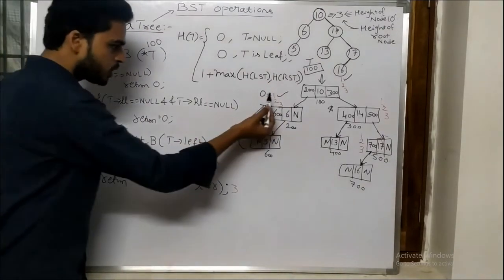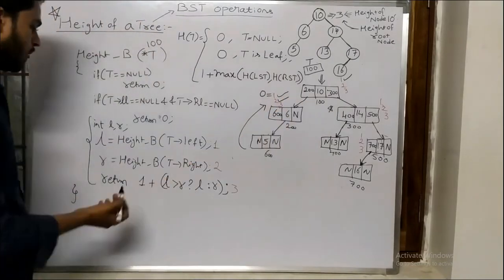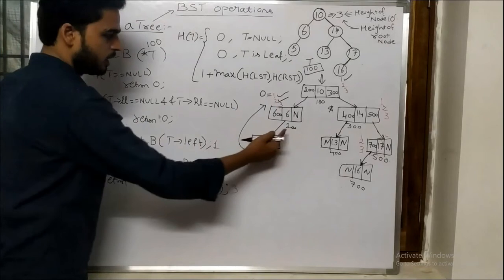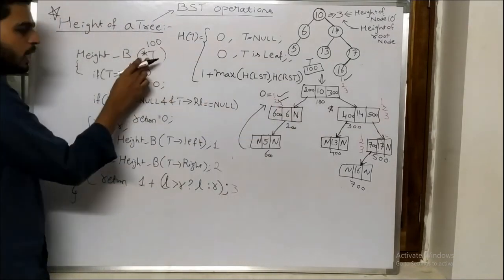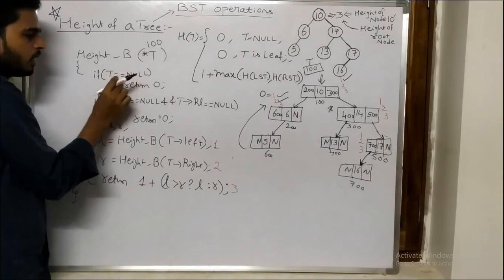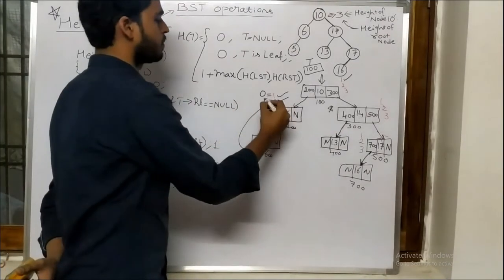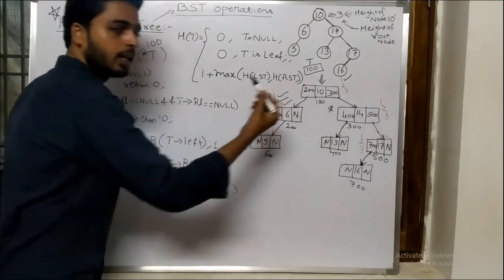Then after execution of this particular statement 1, it is going to execute statement 2. What is statement 2? Height of T tends to right. What is this 200? 200 tends to right link is null. So here it is going to get null. When it is null, then what is it going to return? It is going to return 0 simply.